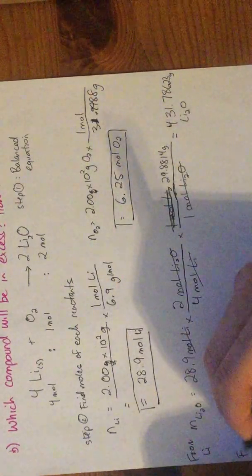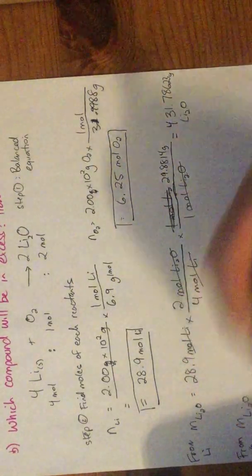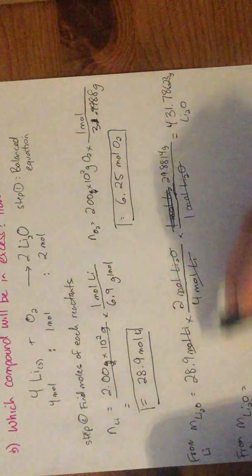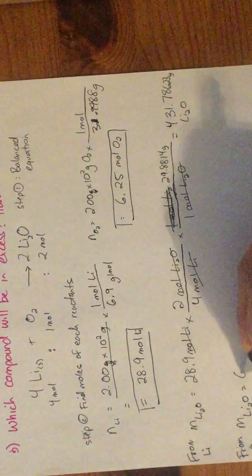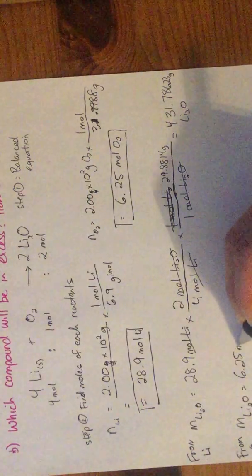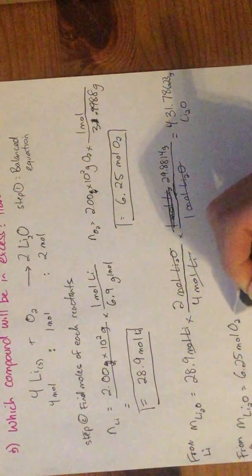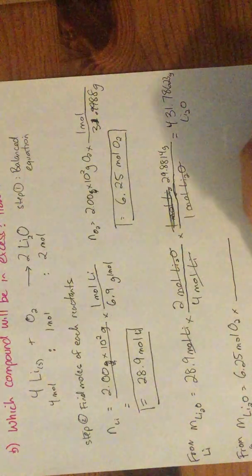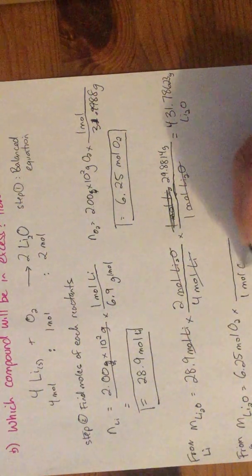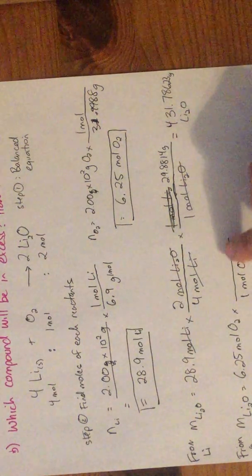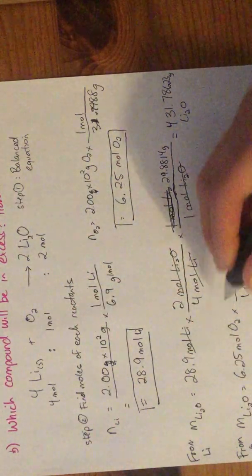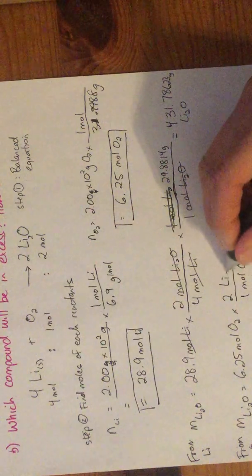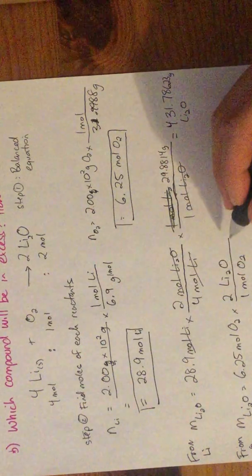We want to find out the amount that would be created from the oxygen. So we're going to start here. We're going to do pretty much the same process, but we're going to be using the amount that we had from oxygen. So we have 6.25 moles of oxygen. And for every 1 mole of O2, remember this comes from our balanced equation up here. So for every 1 mole of oxygen, we have 2 moles of lithium oxide.